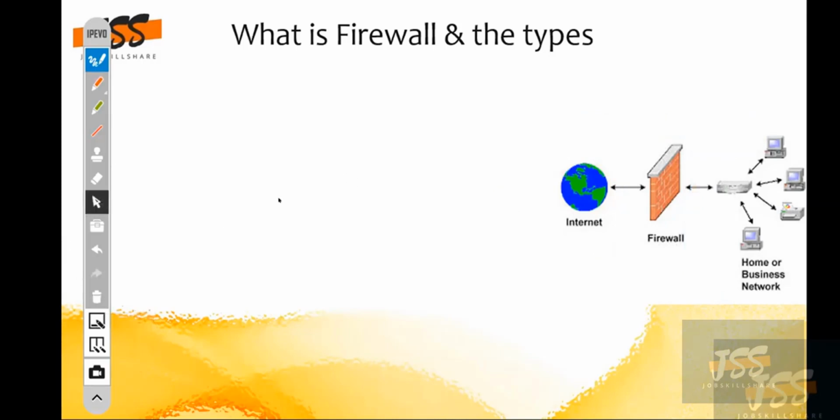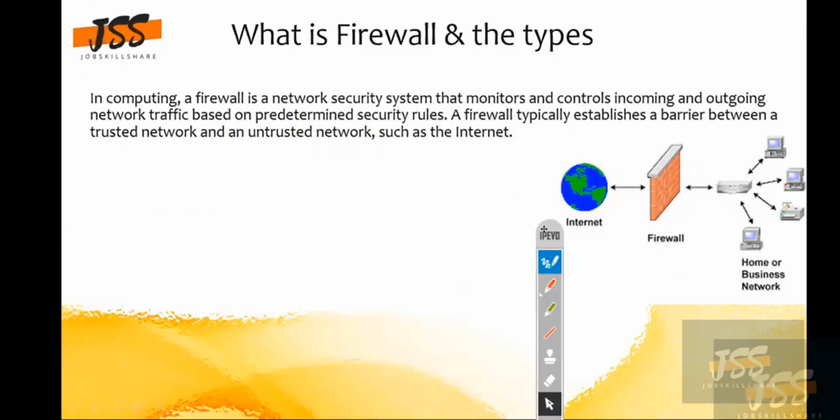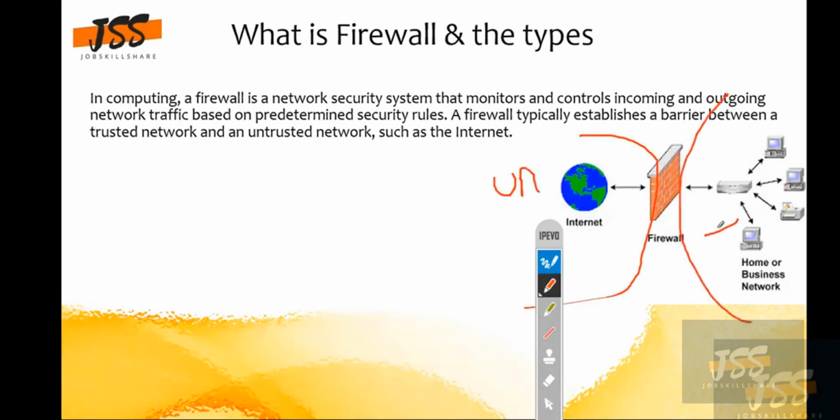So if we talk about the real definition, which I mentioned here: in computing, a firewall is a network security system that monitors and controls incoming and outgoing network traffic based on predetermined security rules. It means we have already defined some security rules on the firewall to control the traffic. A firewall typically establishes a barrier between the trusted network and the untrusted network, such as the internet. So he's saying that this is untrusted and this one is trusted.